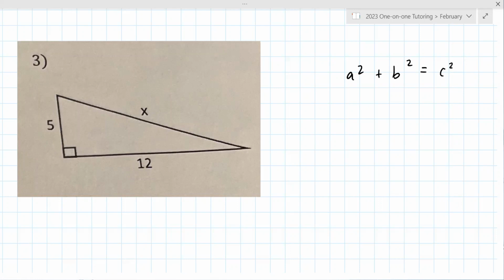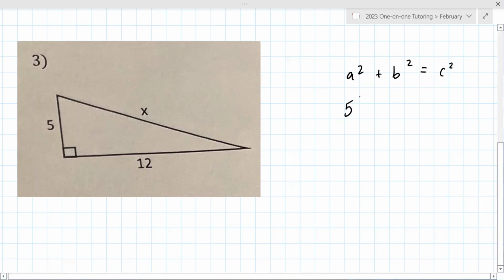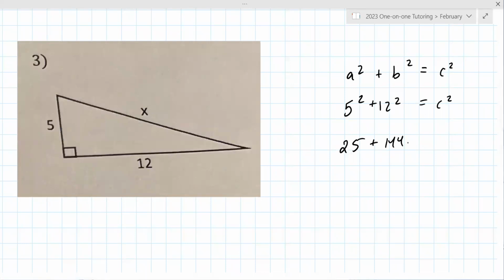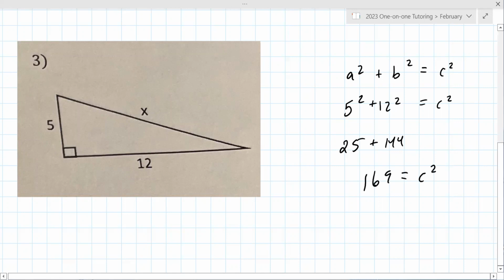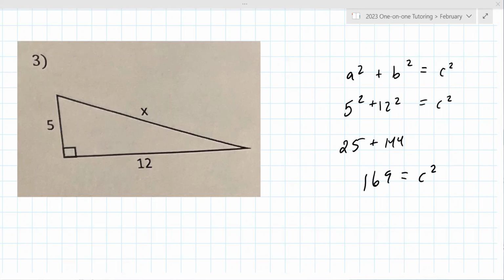So a is 5 squared, and b squared is 12 squared equals c squared. That's right. You've got this down. What is 5 squared? 25, and then 12 squared is 144. Okay, what do those add up to? 169. Okay, very good. What is the square root of 169? The square root of 169, that is 13. It is 13. Very good.